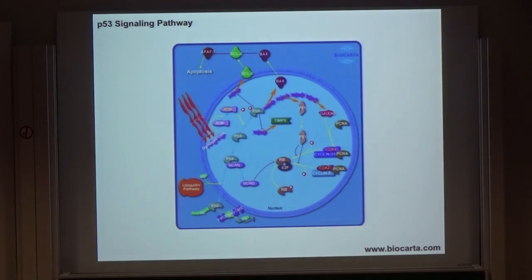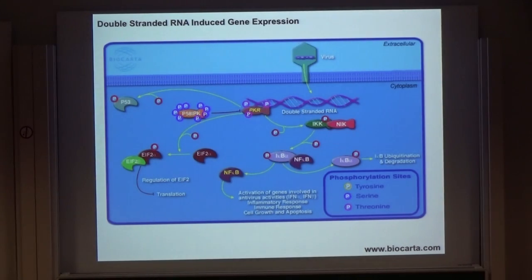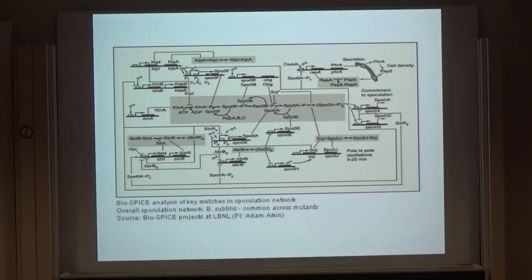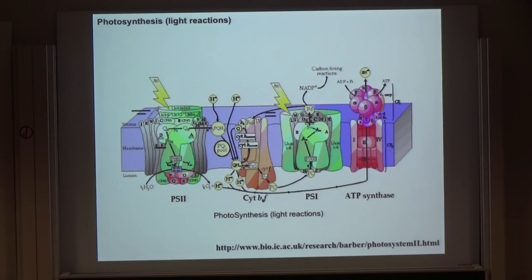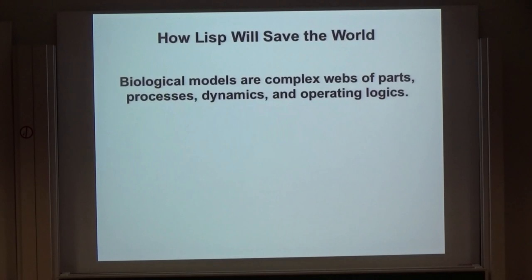P53 signaling pathway, very popular with cancer. Double-stranded RNA-induced gene expression. And of course, the BioSpice diagram that we looked at earlier. And let's not forget photosynthesis and light reactions. So, of course, these are just pictures. We don't yet have a good way to represent and reason about models of this sort. And this is why Lisp will be able to save the world. But I'm somewhat ahead of myself.